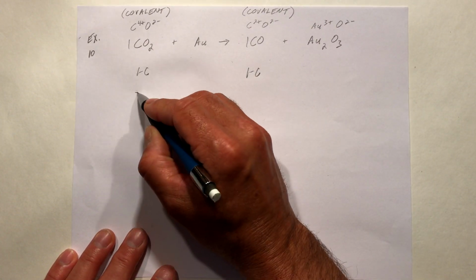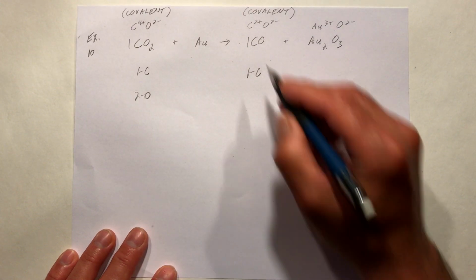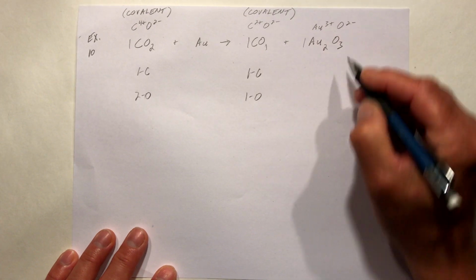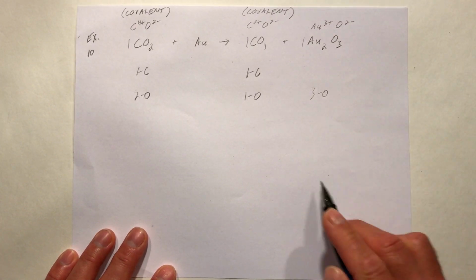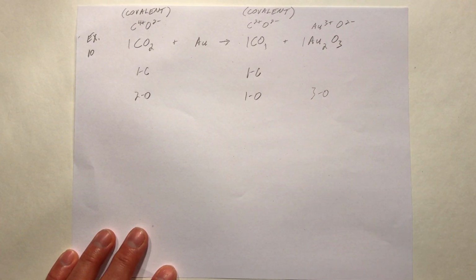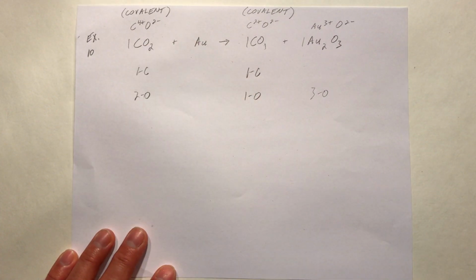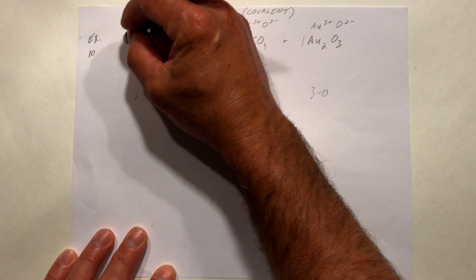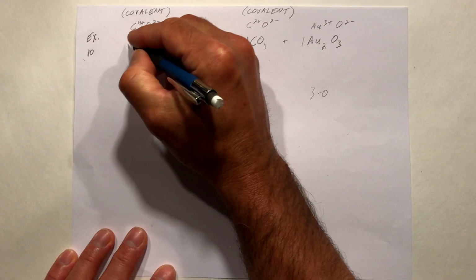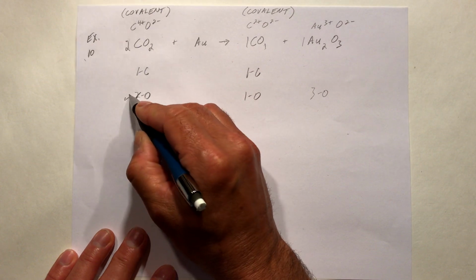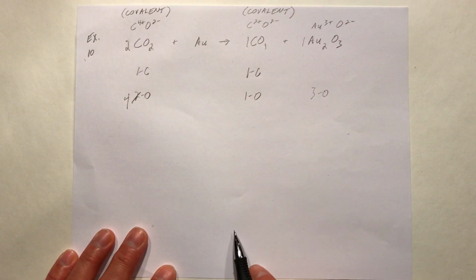All right, 1 times 2 is 2 O's. 1 times 1 is 1 O. And 1 times 3, that's 3 more O's. So we have a total of 4 O's over here. Well, we have 2 on this side and 4 on this side. Let's go ahead and change this coefficient and make it into a 2. So 2 times 2 is now 4 O's. And we have 4 O's.